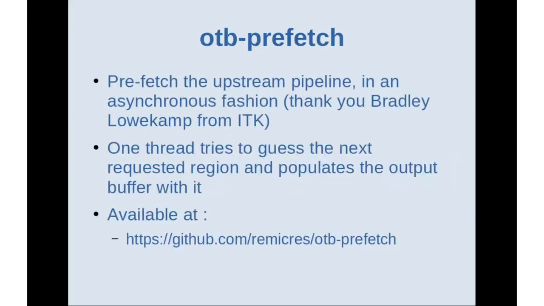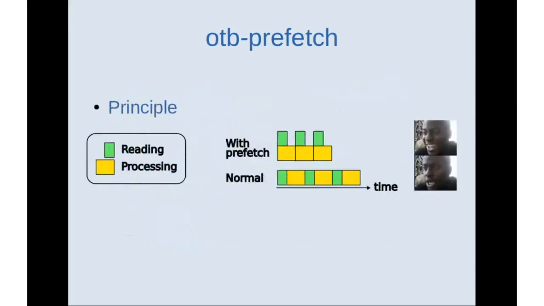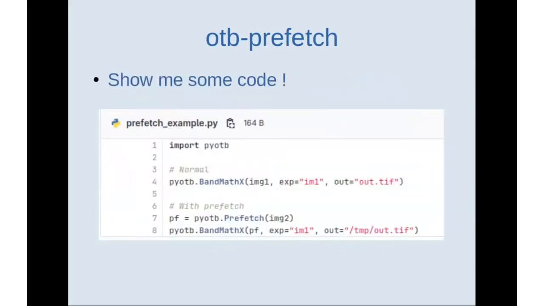Okay, so it's available here on GitHub. So how does it work in practice? We use PyOTB here. We consider a BandMathX application. We put an image at input, and we use some dummy expression. We create one output file. And this is with prefetch. We just add one application upstream, Prefetch, that will be used to grab the data before it reaches the BandMathX.